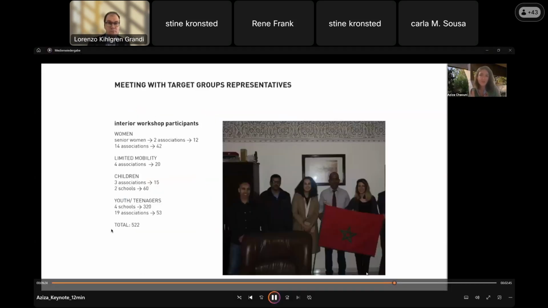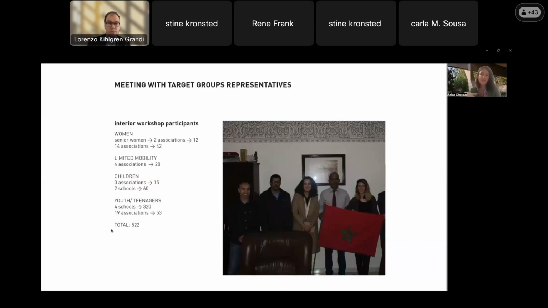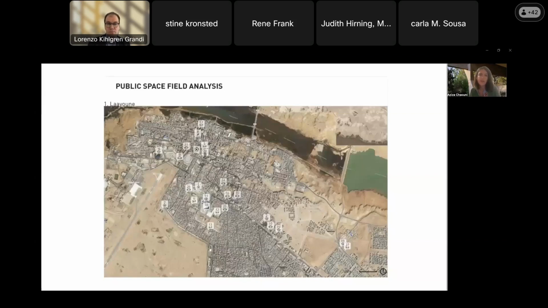We ran the project in two phases. In the first phase, 522 people. The second phase, also around 500 people. This is me with our team locally. And so our aim was to touch, and we were able to touch more than 1,000 people in an urban consultation project that was the largest such consultation project done in Morocco, on an urban public space upgrade project.